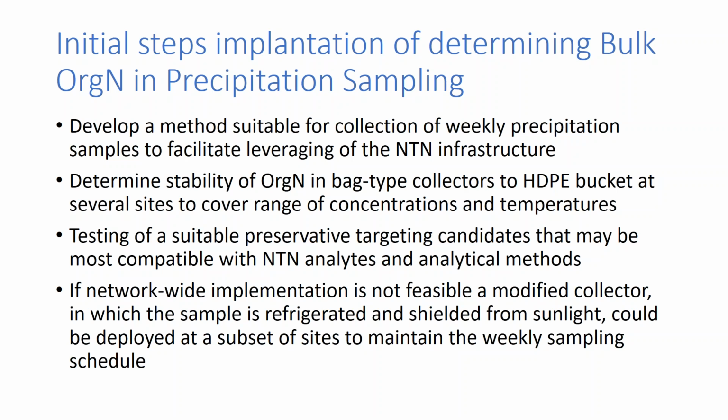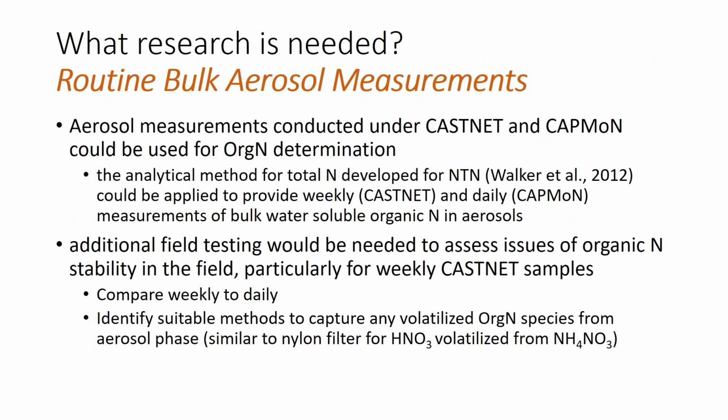If that doesn't seem feasible, you can maybe take a separate aliquot during the time of collection and add the preservative to a smaller subset of the sample to eliminate the biological activity. And then if we didn't think that any of the current methods could be modified in a way to make organic nitrogen measurements feasible, a modified collector could be deployed at some sites where the sample is refrigerated and shielded from sunlight, but still would maintain the weekly sampling schedule to reduce operator burdens. And so that was mainly for precipitation.